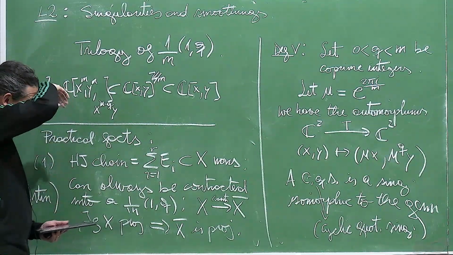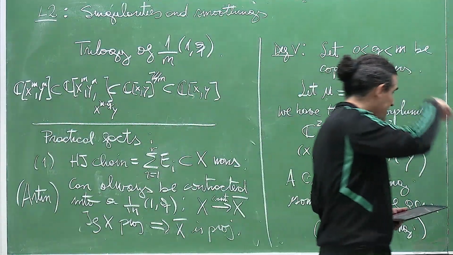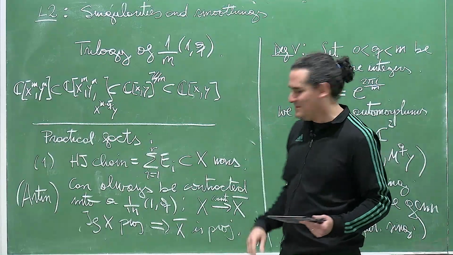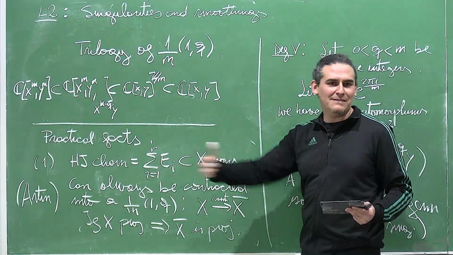The thing with these Q-Gorenstein smoothings and the degenerations I will talk about is that they are very abstract. The only thing that is concrete somehow is this X. And then we have the smoothing as an abstract thing.